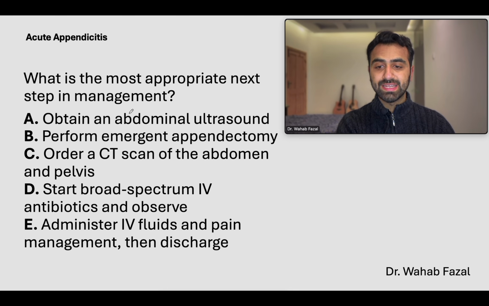What's the most important next step in management? Obtain an abdominal ultrasound. Well, no. Perform emergent appendectomy. Well, we are not sure because we don't know if there's perforation. We don't have symptoms of perforation, gangrene, peritonitis, or septic shock. So not this, not an abdominal ultrasound. Order a CT scan of the abdomen and pelvis, which is the correct option because the Alvarado score was more than 4, so you want to get a CT scan.